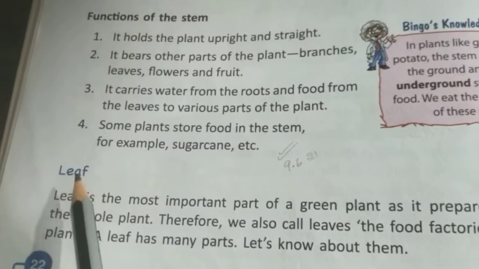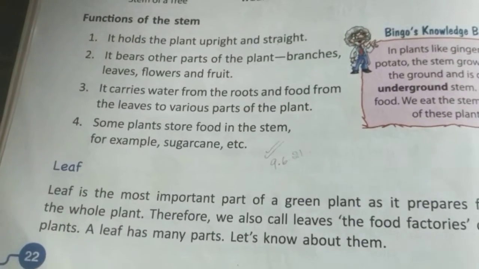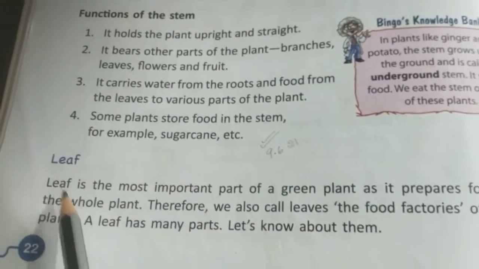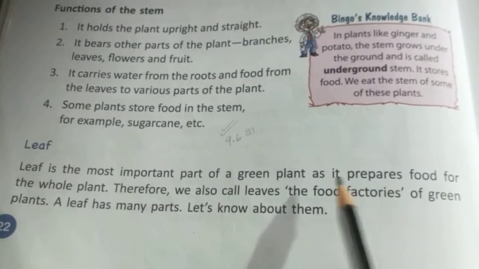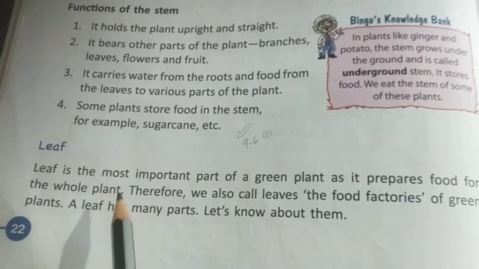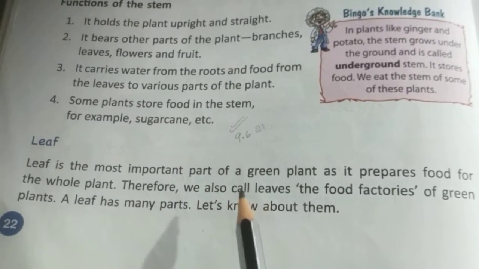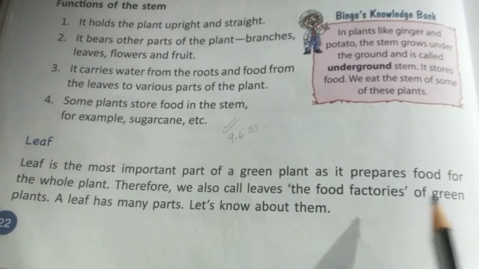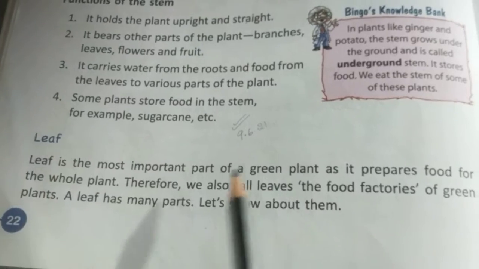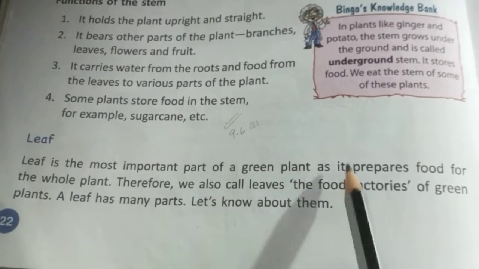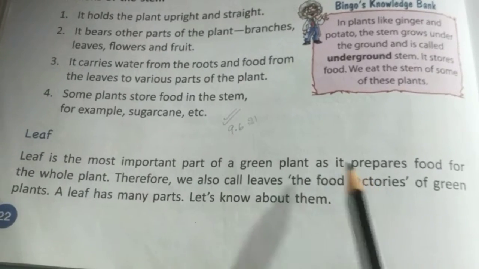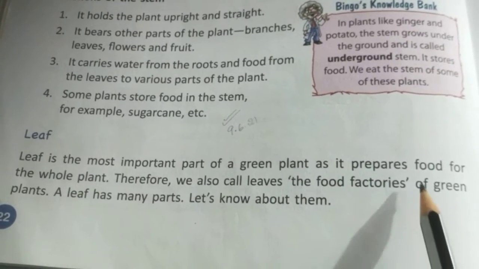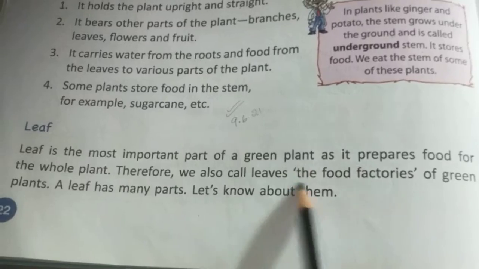Now, another part of the plant which is above the soil is the leaf. The leaf is the important part of a green plant as it prepares food for the whole plant. Therefore, we also call leaves the food factories of green plants. The leaves of the green plant prepare food for the whole plant, that's why we call them food factories.